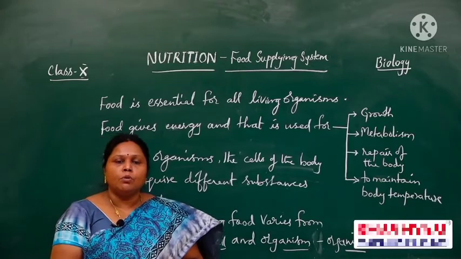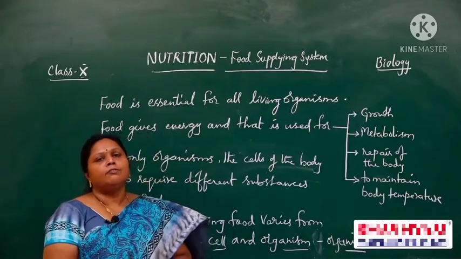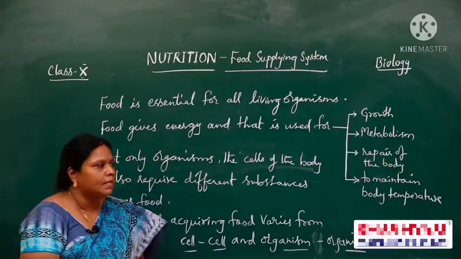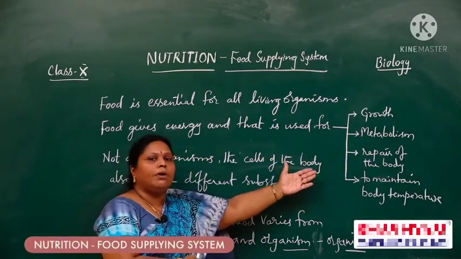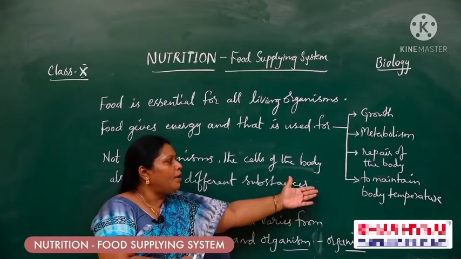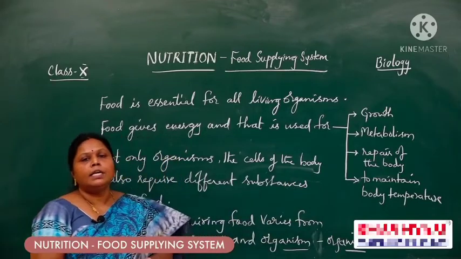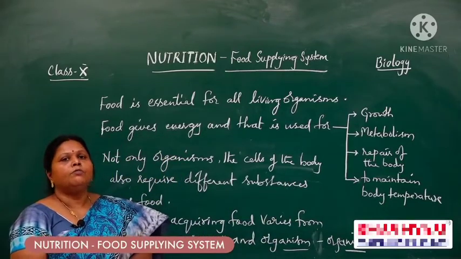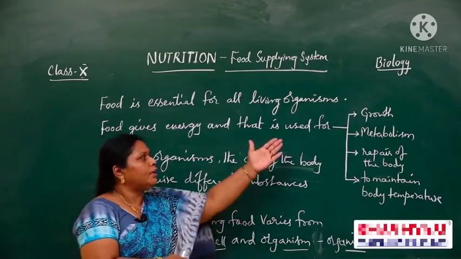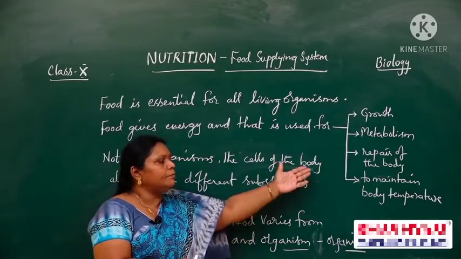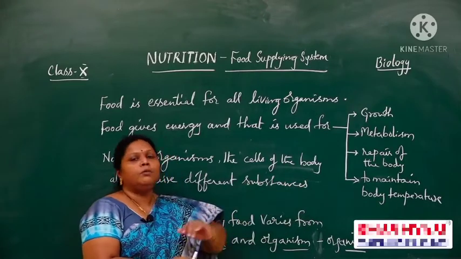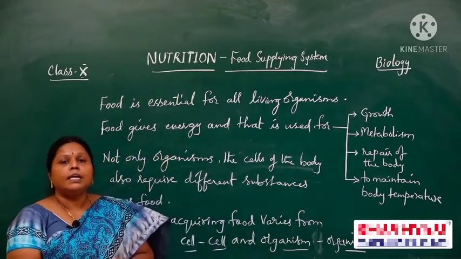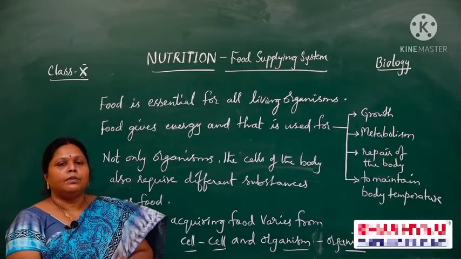So, food is necessary for all the living organisms for their growth, metabolism, repair of the body and to maintain body temperature. So, what is the necessity of the food? Food is used for growth, metabolism, repair of the body and also to maintain the body temperature. So, that is the use of the food, right.